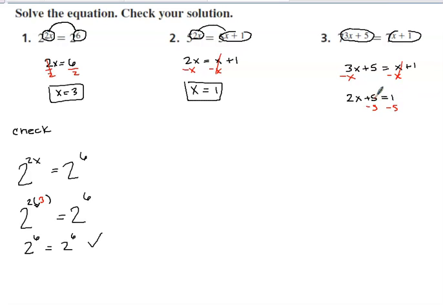Subtract our 5 from both sides. So 2x is equal to negative 4. And then divide both sides by 2, so x is equal to negative 2.